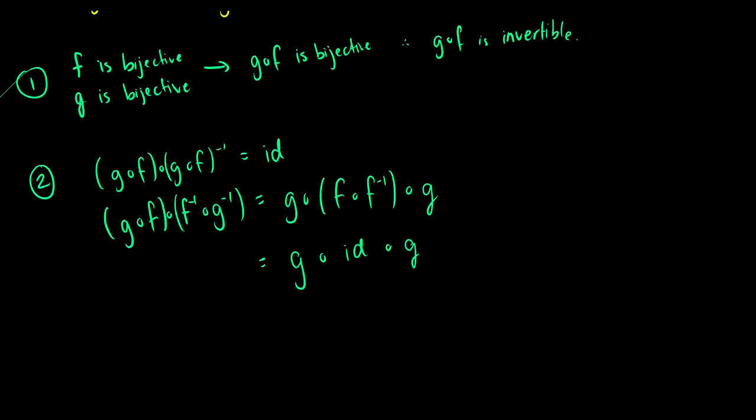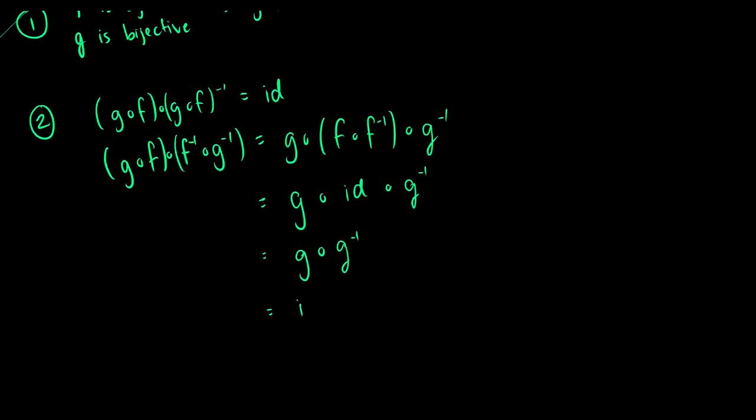And this should be an inverse. And of course, the identity function maps everything to itself, so we can get rid of it there. So in the end, we get g dot g inverse, which again gives us back the identity function. Therefore, because inverses are unique, we know that g dot f inverse works as f inverse dot g inverse. Therefore, the two are equivalent.